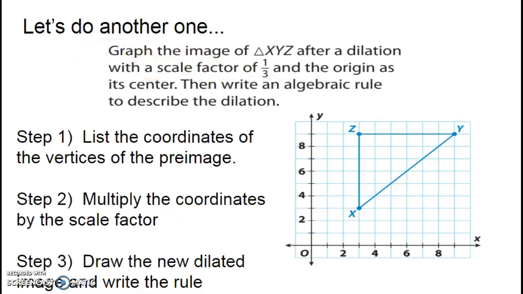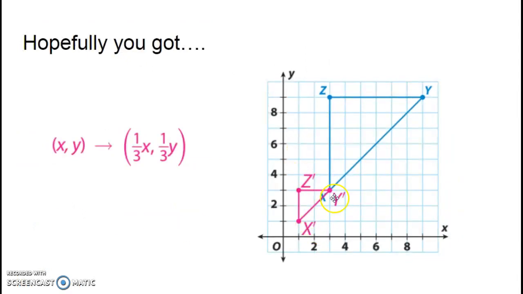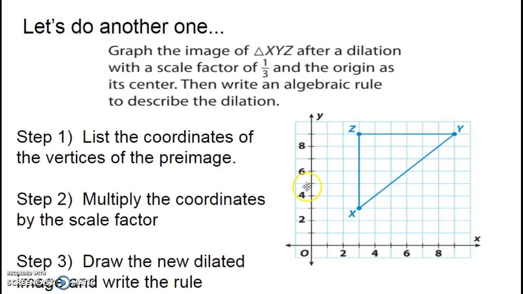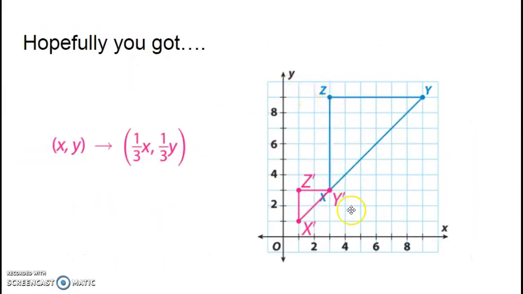Okay, hopefully you got a picture that looks like this. This was your original picture. There it is. And then since you knew the scale factor was 1/3, that is between 0 and 1, you knew that the new triangle that you were going to draw was going to be smaller. Okay, let's try another one.